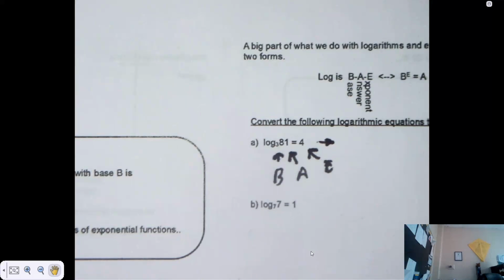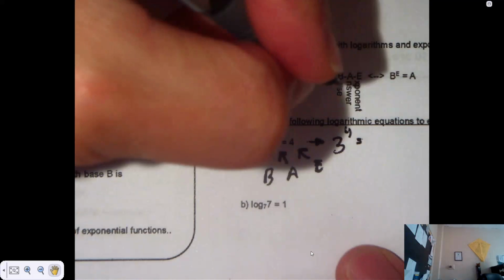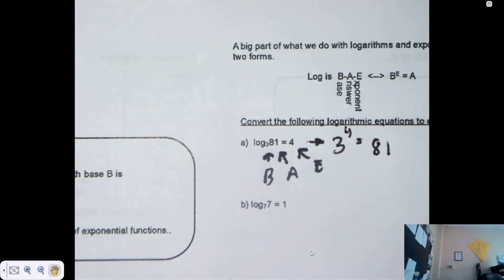All right, we're going to rewrite this. What would your base be? 3. What is it raised to? The 4th power. What must that equal? Is that true? Is 3 to the 4th 81? That's kind of how you check yourself when you're rewriting. You have to rewrite a true statement.